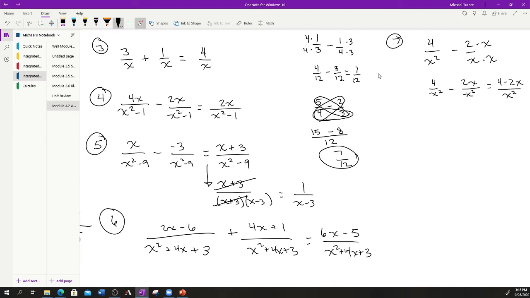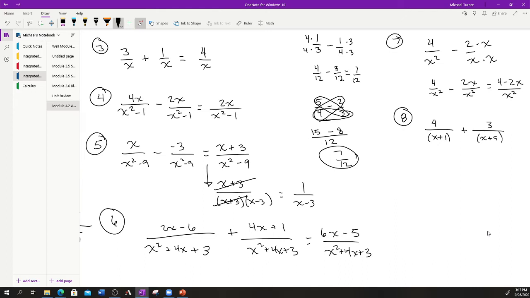Most students are okay with that. But then it gets kind of tricky where you have some type of polynomial as your operation in the denominator. So let's say I have x plus 1 over here, x plus 5 over here, and we'll keep it to addition for right now. So in these examples, what's the least common multiple?